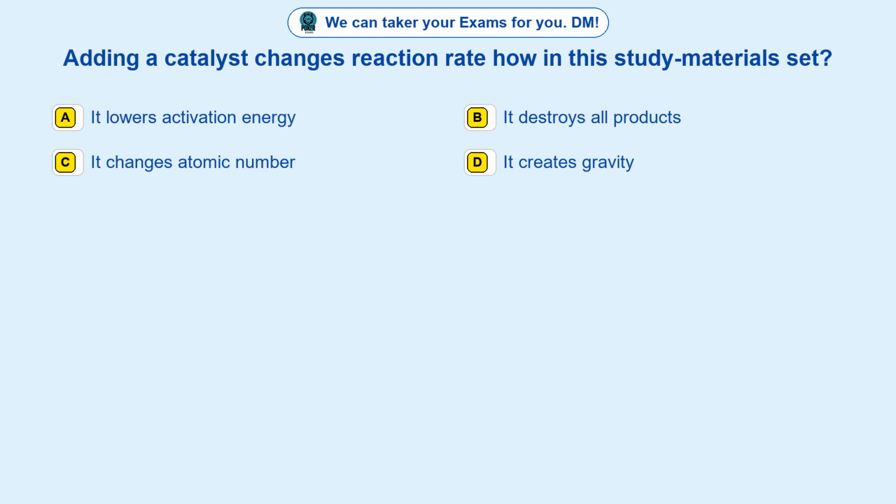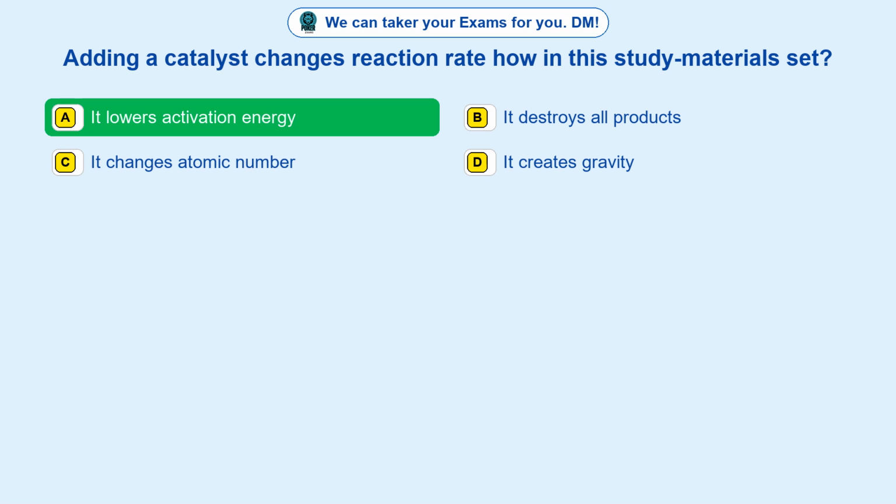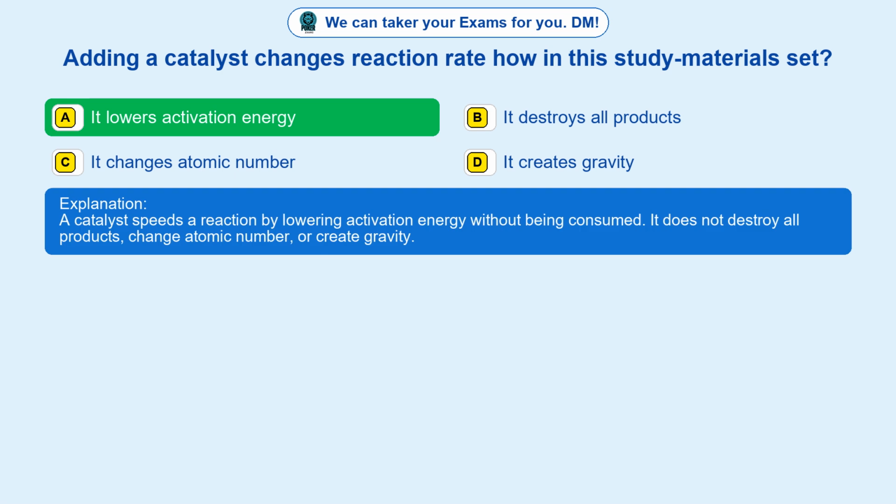Question 37. Adding a catalyst changes reaction rate how in this study material set? Option A. It lowers activation energy. Option B. It destroys all products. Option C. It changes atomic number. Option D. It creates gravity. The correct answer is option A. It lowers activation energy. A catalyst speeds a reaction by lowering activation energy without being consumed. It does not destroy all products, change atomic number, or create gravity.